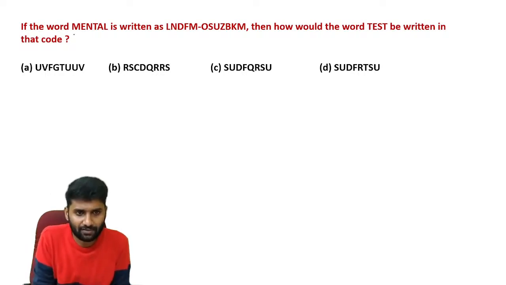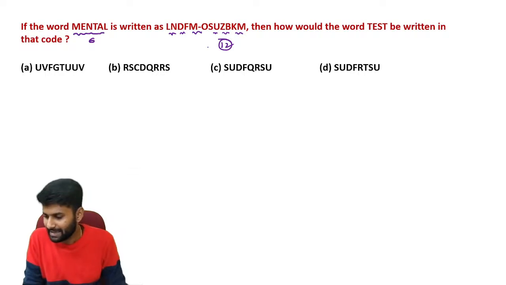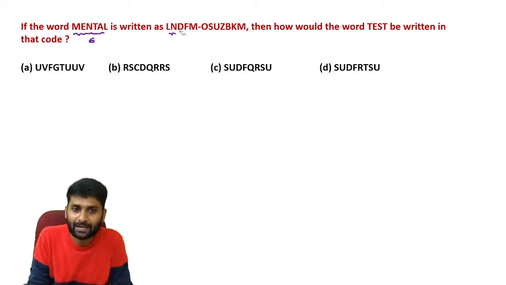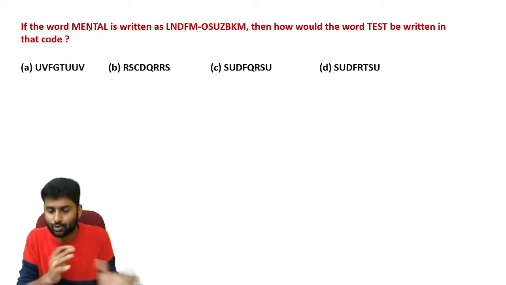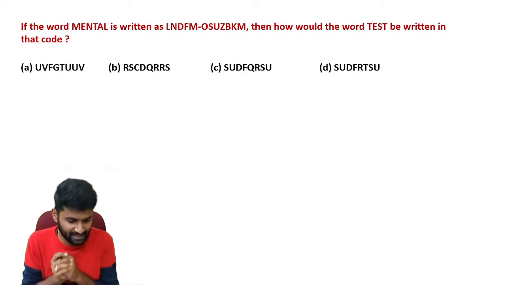How many letters do we have? So we have 6 letters. But here, if you observe, the total number of letters is 12. It means each and every letter is represented by two alphabets, guys. One letter is coded with two different letters. That is the meaning.